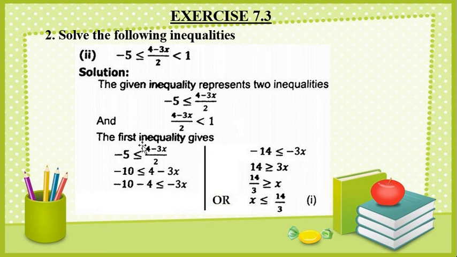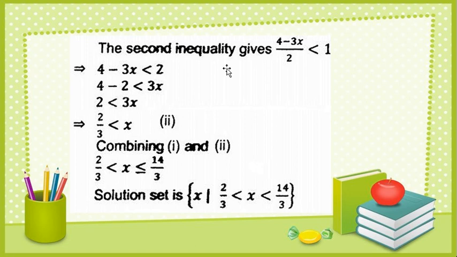Okay, now we are moving to the second part. The second inequality gives us 4 minus 3x upon 2 is less than 1. So this 2 which is dividing over here on the left hand side, I will move it to the other side and it will be multiplied, so 2 ones are 2. Now I am taking this minus 3x to the right hand side, so minus 3x becomes plus 3x on the other side, and this 2 which is positive on the right hand side, take it to the left hand side, it will be minus 2.